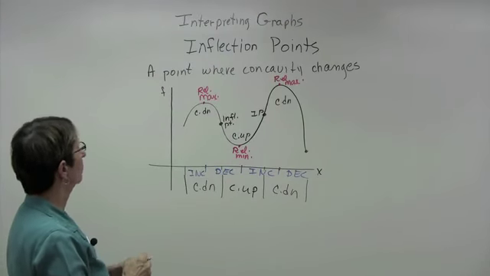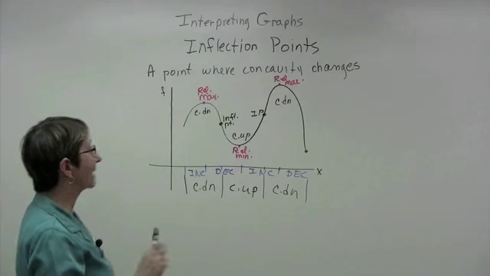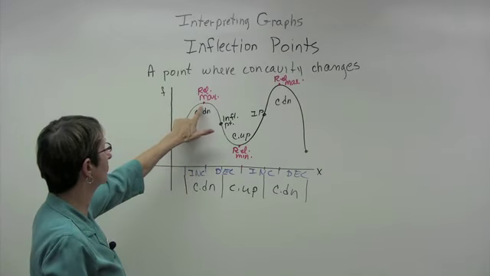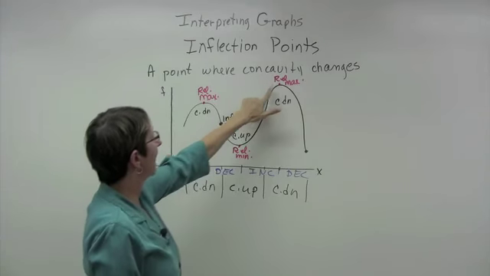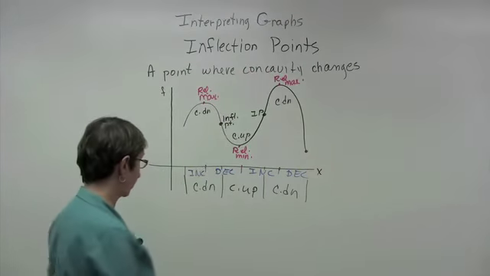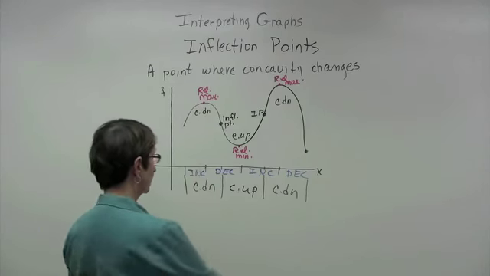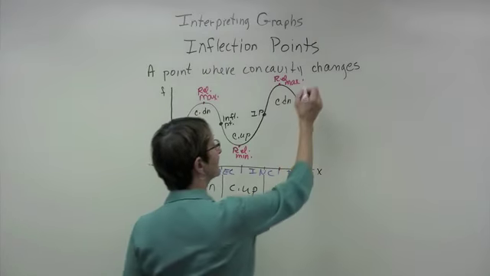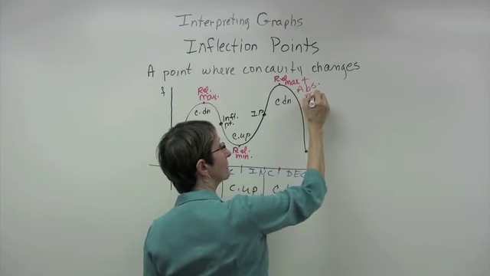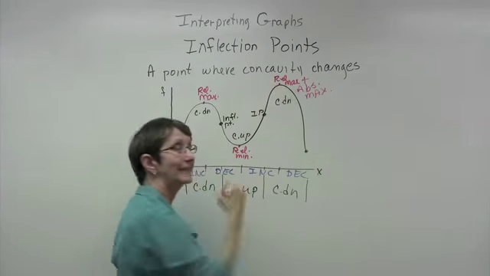What did we do that's not mentioned? Absolute extrema. So I have a relative maximum here, but it's also the very highest point on the graph. So we have a relative maximum and an absolute max. So that one point is both.